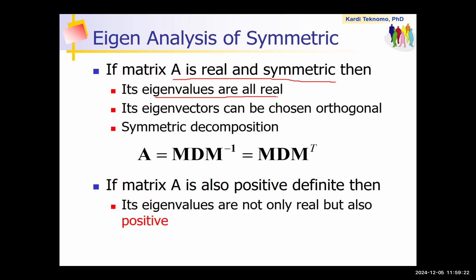So this is called symmetric decomposition. If you have any A which is symmetric and real, then you can always find a diagonalization. And if A is also positive definite, then of course the eigenvalues are not only real but also positive.